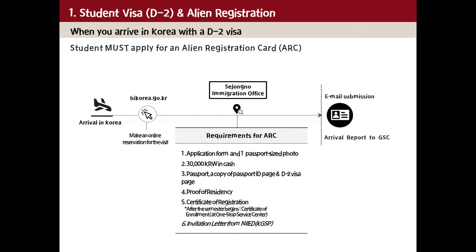Your proof of residency within Korea, certificate of registration, or if you are applying for your ARC after the semester begins, certificate of enrollment, which you can get from the One-Stop Service Center. Lastly, if it is applicable to you, a letter of invitation from NIIED if you are a KGSP student. After you apply for your ARC, please do not forget to submit your required documents to GSC.